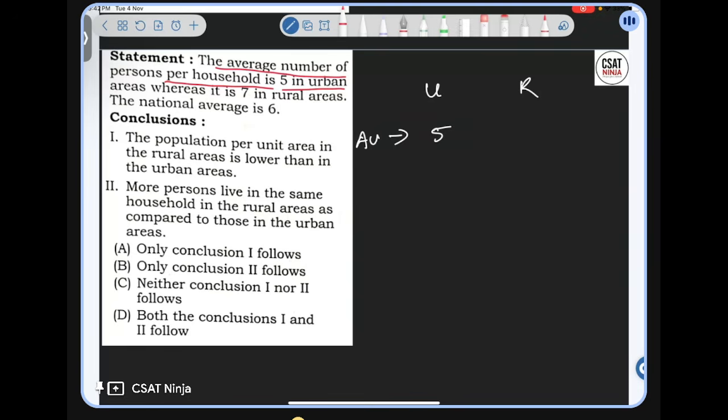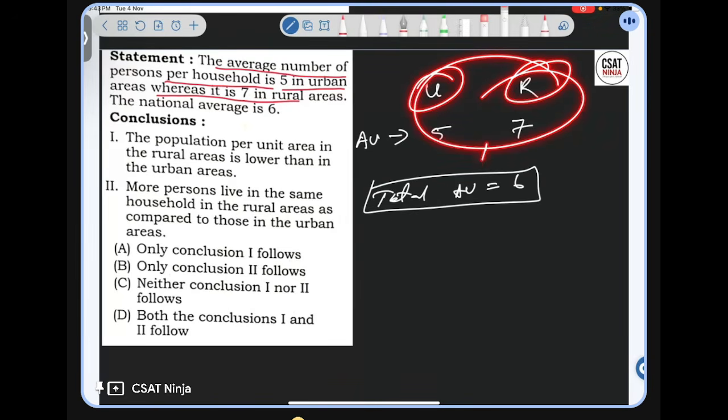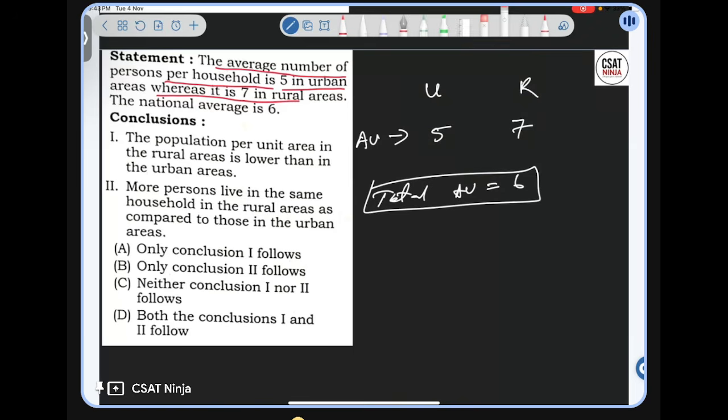Critical reasoning also, we can do. The average number of persons per household is 5 in urban, whereas it is 7 in rural. Okay, let's just follow the question. And 7 in rural. What is given? The national average is 6. The national average means the total average is 6, because urban and rural together make up the nation, whose average is 6.